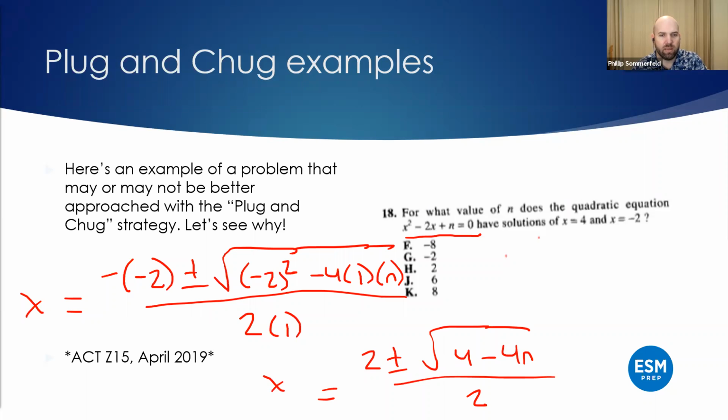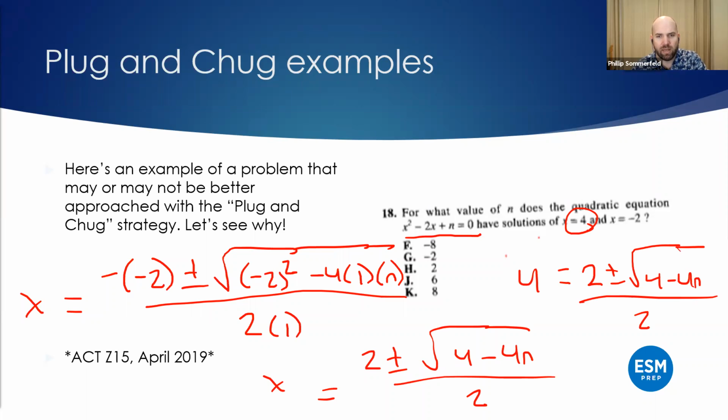And what I can do at this point is set x to one of these values. So I can say 4 is equal to 2 plus or minus the square root of 4 minus 4n all over 2, and then solve. And if you do this, you'll end up getting -8 for n. Again, assuming you do everything correctly.